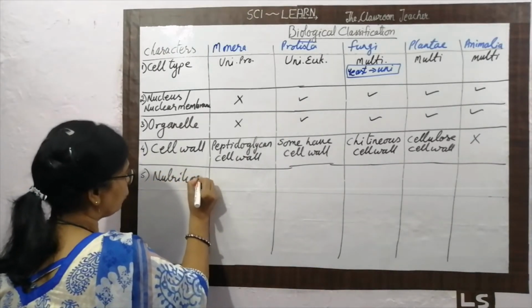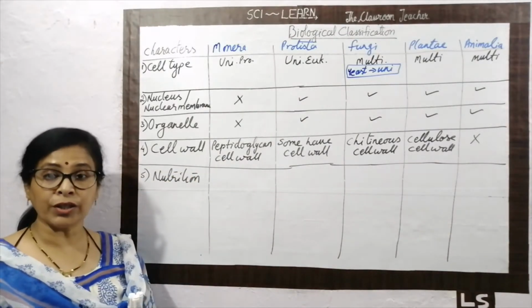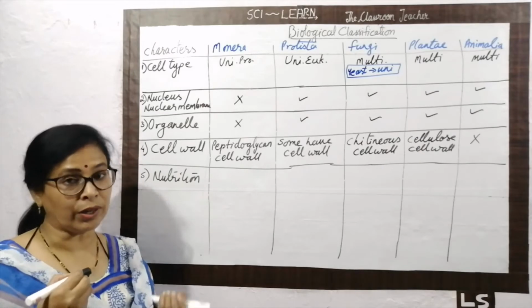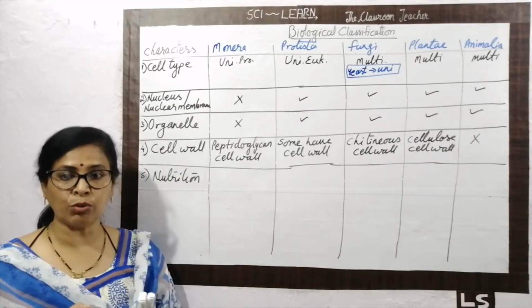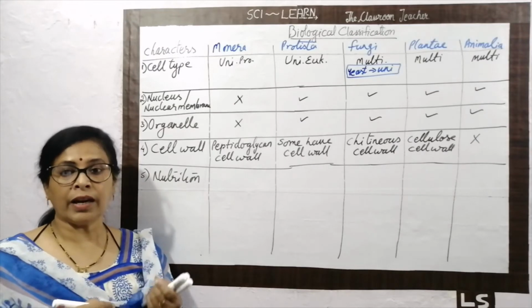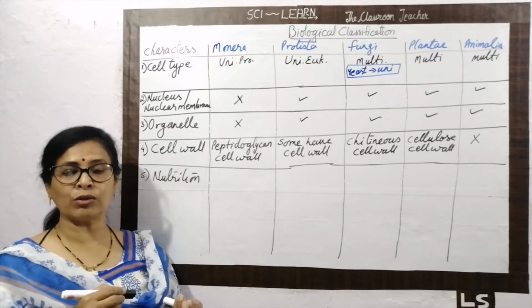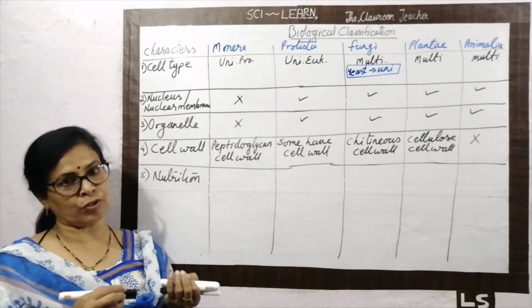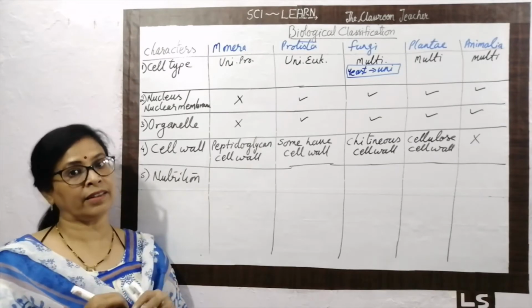What is the mode of nutrition in all the organisms? First is the Monera, which are unicellular. What is the nutrition mode in the Monera? They are autotrophs, but some Monera are heterotrophs also, and some are saprotrophs. The autotrophs are actually chemosynthetic autotrophs.